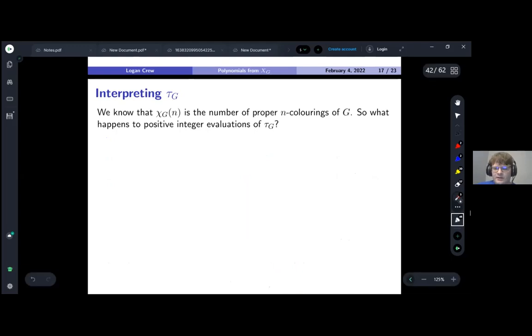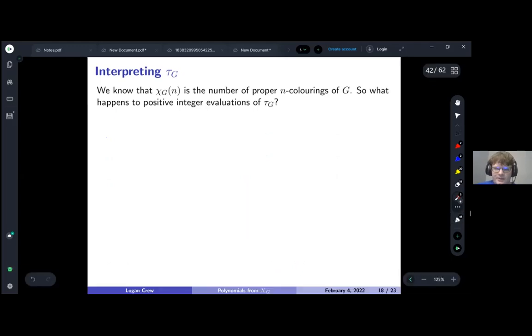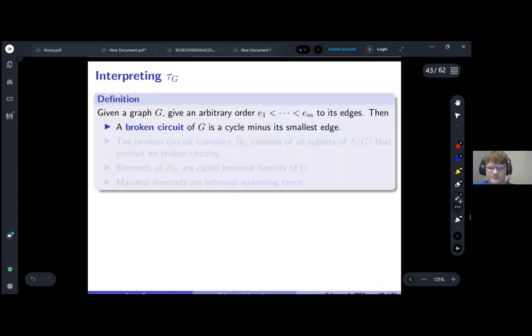Now, I've gone through comparing tau g to chi g. It certainly seems to have some suggestive properties, which I like. But what else can we do with this? We know chi g is the number of proper n-colorings of g overall. Does tau g have a nice, simple interpretation in terms of what its evaluations are? And we also want to know what its coefficients are. So I'm going to go through this part slightly quickly since we are running a bit lower on time.